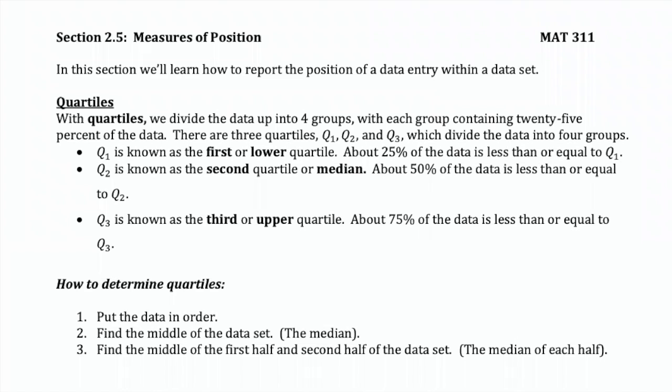In section 2.5, we learn how to talk about the position of a data entry within a data set. There's two main ways that we're going to focus on. The first one is quartiles.